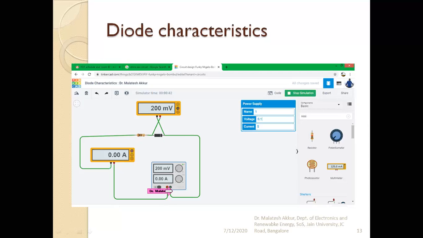When the diode is forward biased, we know the current flows through it. It acts like a short circuit. If you reverse it, current will not flow. So it acts like a one way, a single way.